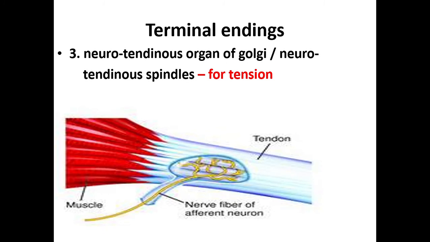Then we also have terminal endings in the tendons, again forming a spindle shape structure. We call them the neurotendinous organ of Golgi or neurotendinous spindles, for tension. They are mostly found on the edge of the tendon, near its attachment to the muscle fibers.